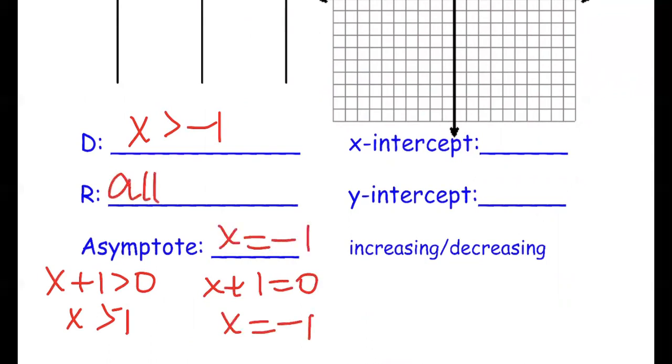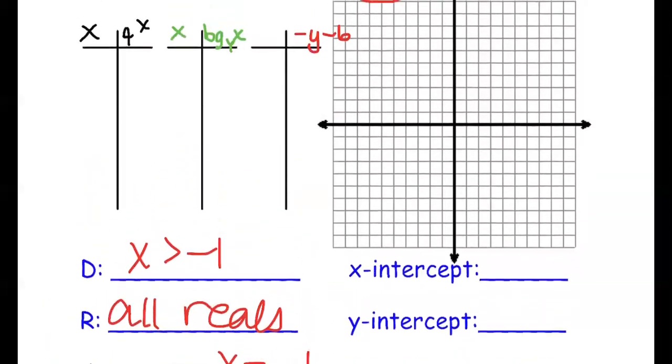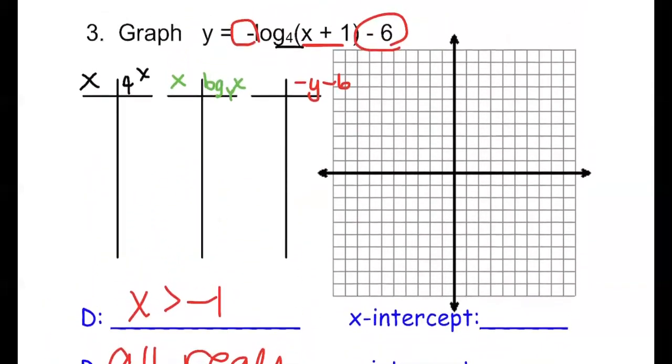The range for every logarithmic function is all reals. So that should help me, I have an asymptote at least. My asymptote is at -1. And if we continue on, that means that all of this graph is shifted left 1, it's down 6. And so I want to take all my x values and subtract 1 from them.